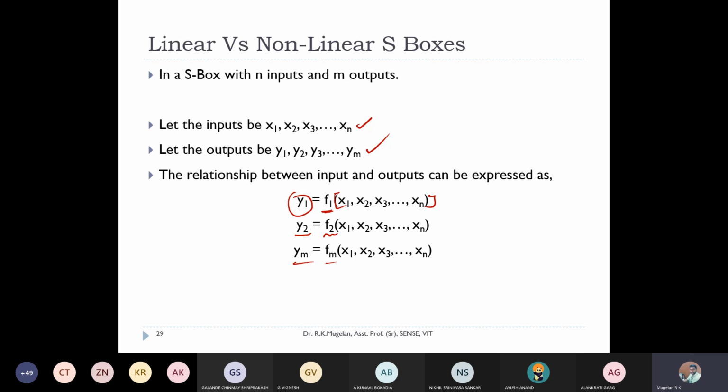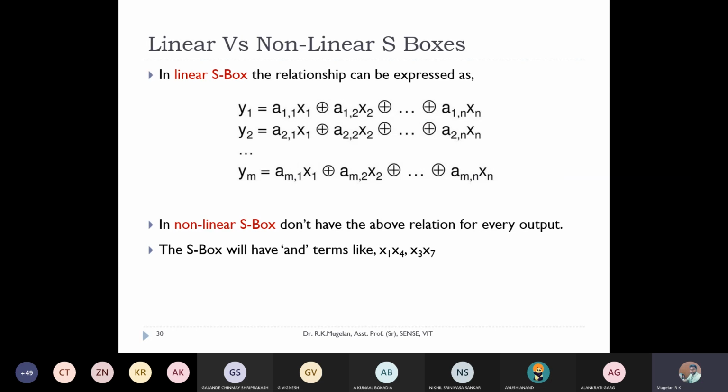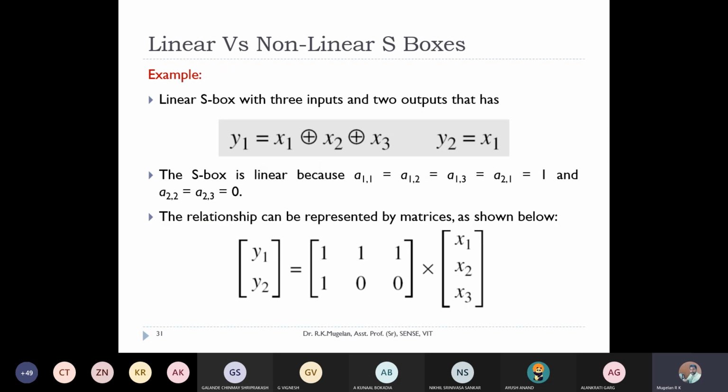So how is this relationship going to be mapped? If it is mapped with respect to a linear expression, that is, y1 is nothing but a11, the coefficient of x1 input, plus some operation a12 times x2, and it goes on like this. It can be a linear expression also. So you can see an example here. Here it is a different type of input and output. You can see here I have 3 inputs called x1, x2, x3, whereas only 2 outputs y1 and y2.